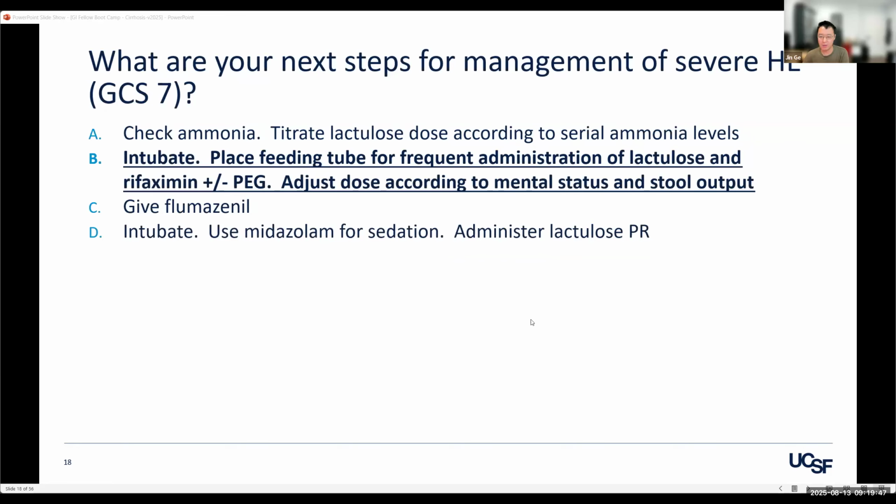So, all right, this slide actually gave you the answer already, but what are your next steps for management of severe HE? We're calling this GCS 7. Basically the answer is to intubate, place a feeding tube for administration of lactulose, rifaximin, plus or minus PEG, and then adjust the dose according to mental status and stool output. You should not check the ammonia. You can think about giving flumazenil. That's a good idea, but a lot of times this can precipitate a seizure, so just be aware.